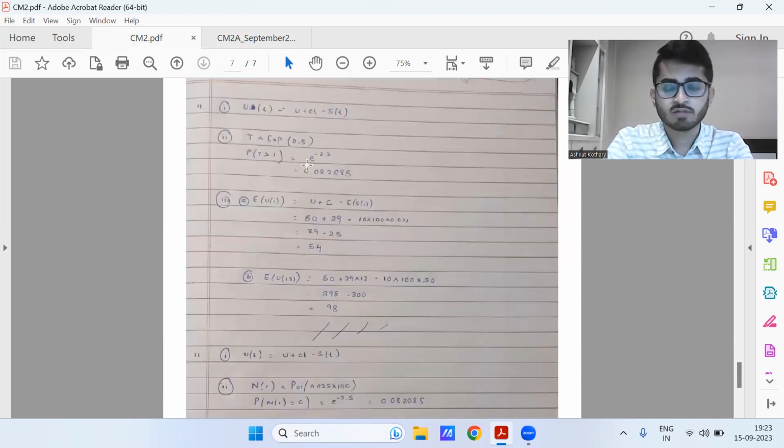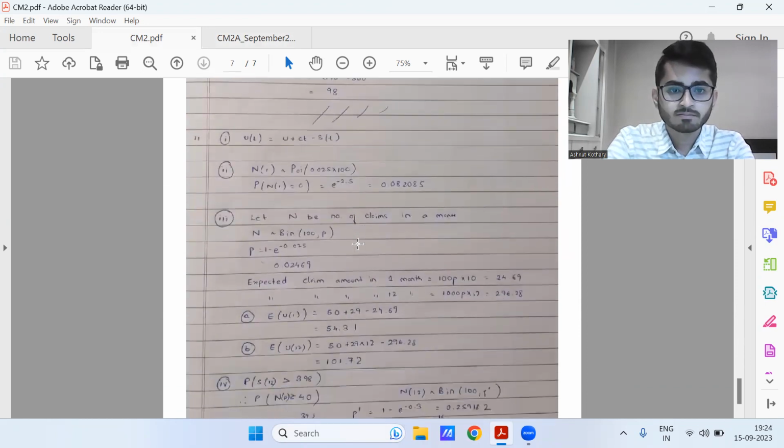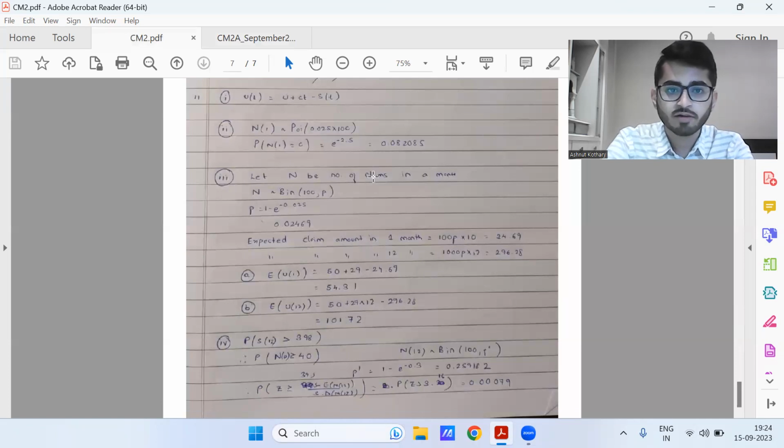Next, question number 11, which is coming from ruin theory. Part 1, surplus process. Part 2, probability of not getting a claim or getting a claim after 1 day. This is part 3, A and B, wherein we are getting the expected amount of money, or the expected surplus, which they have. Okay, sorry, ignore the earlier one. I have just modified it over here. So over here you get 54.31 and 101.72.